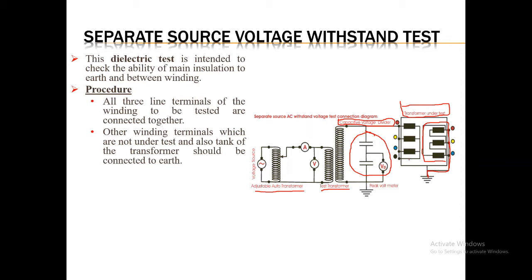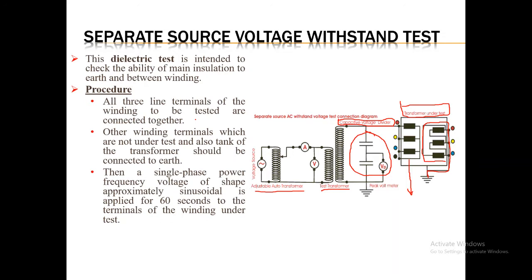grounded. So the primary winding is under the test, and the secondary winding is not in the test, so it is grounded via this metallic tank. After that, the single phase power frequency voltage of approximately sinusoidal wave shape is applied for 60 seconds to the terminals of the winding which is under the test. Okay, so you have to raise the voltage until you reach the required test value. Once you set the test voltage level, wait at least for 1 minute.